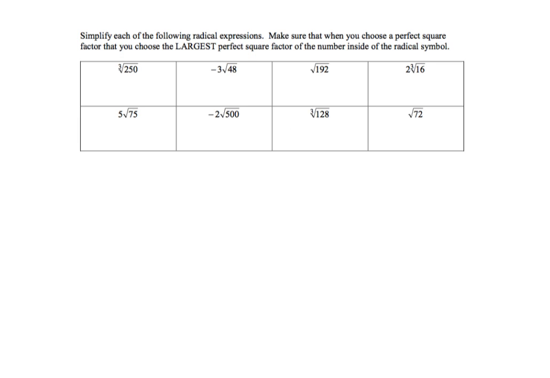Next, I'd like you to simplify each of the following radical expressions. Make sure that when you choose a perfect square factor, it's the largest perfect square factor of the number inside the radical. Of course, if it's a cube root, you want to choose the largest perfect cube. Press pause on your video, and when you're ready for the answers, press play.